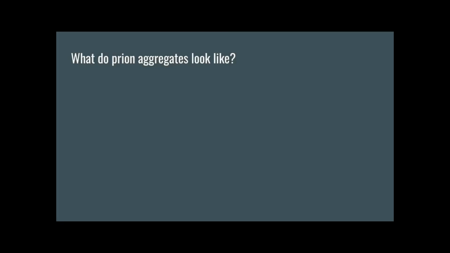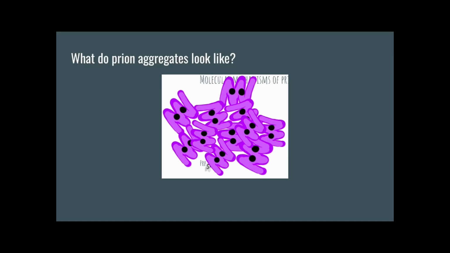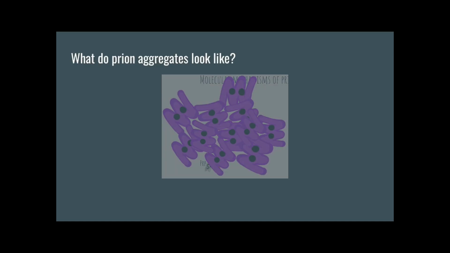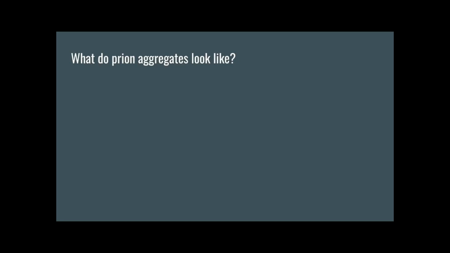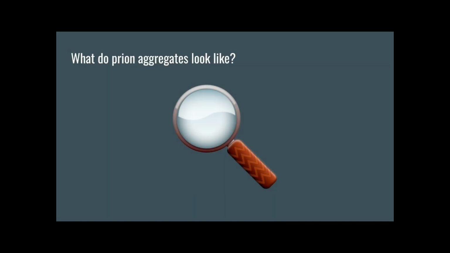So clearly, prions can cause a lot of trouble by aggregating, but how does this aggregation actually happen? Well, another team of researchers has got our backs. They used some really cool technology called cryo-electron microscopy to take a look up close at what's actually going on inside these aggregates.